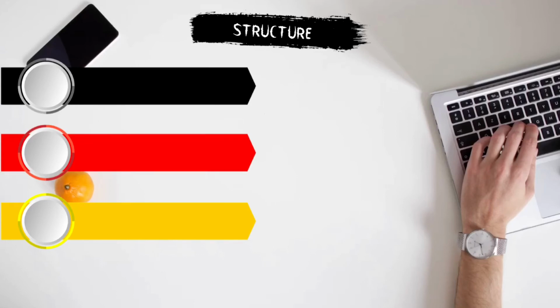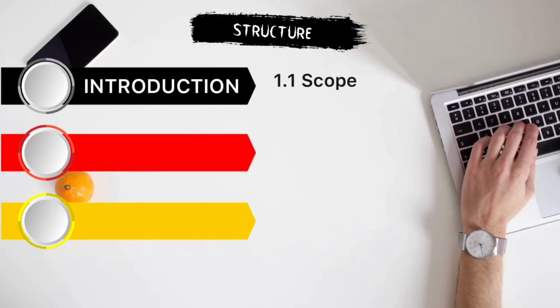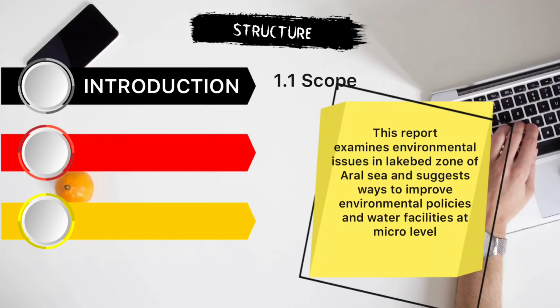The first part of a report is the introduction. This is where students should write what your report will cover. In other words, it's the scope. Next, you should clearly identify the purpose of your report. For example, this report examines environmental issues in the lakebed zone of the Aral Sea and suggests ways to improve environmental policies and facilities at macro level. This tells us exactly what the report is about.